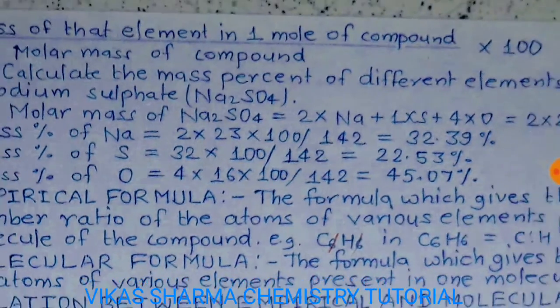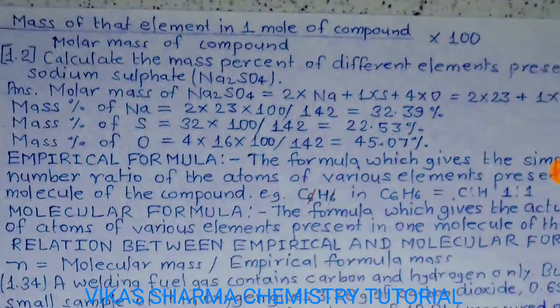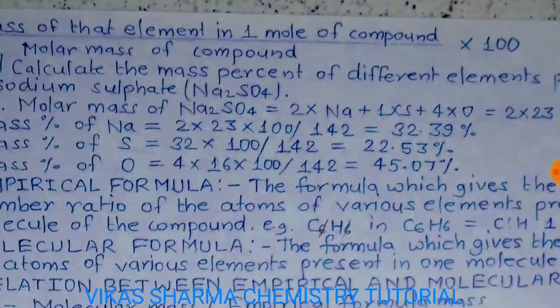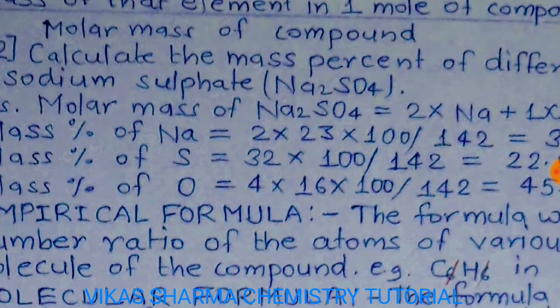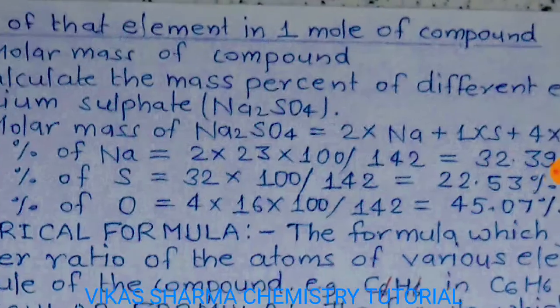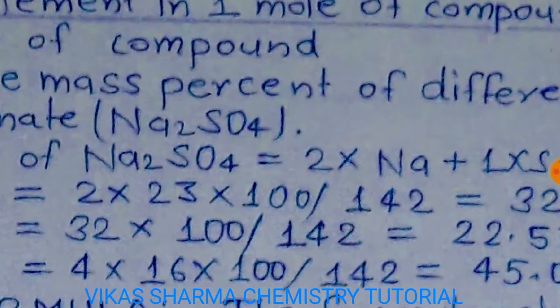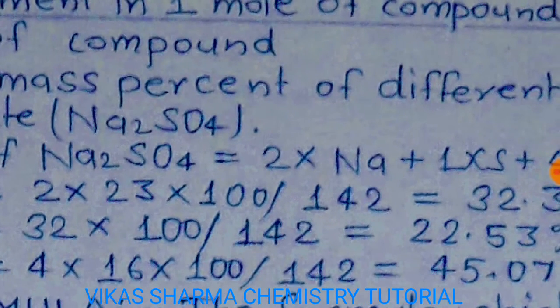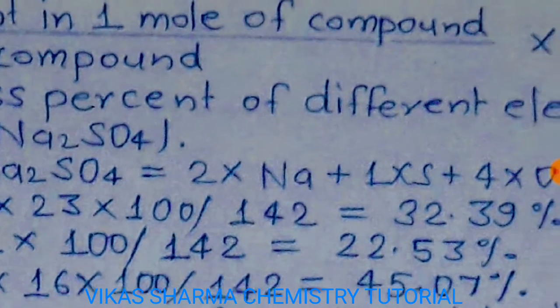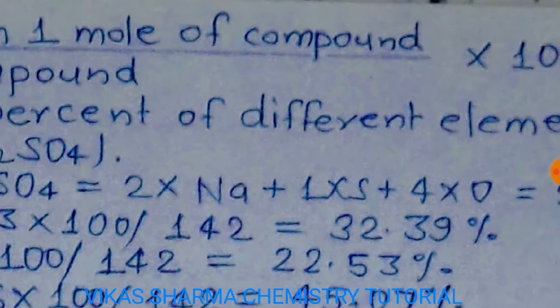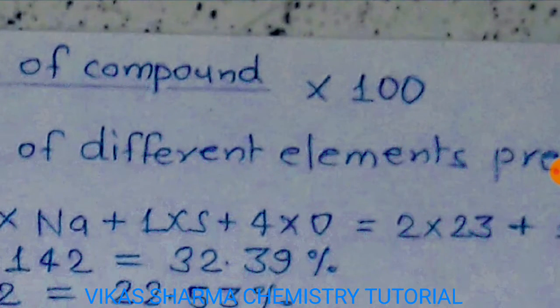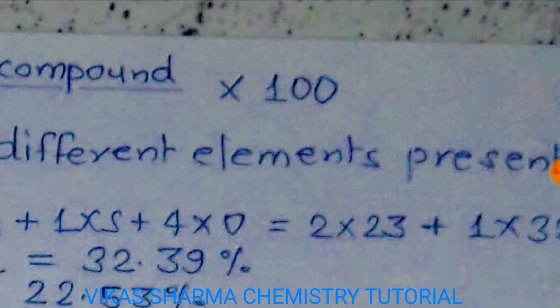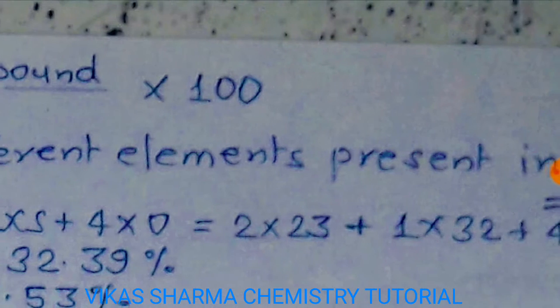Calculate the mass percentage of different elements present in sodium sulfate. So student, first we calculate the molar mass of sodium sulfate. In this, sodium has two atoms, sulfur has one atom, oxygen has four atoms. So 2 multiplied by sodium, 1 multiplied by sulfur and 4 multiplied by oxygen. We put the relative atomic mass of each element.